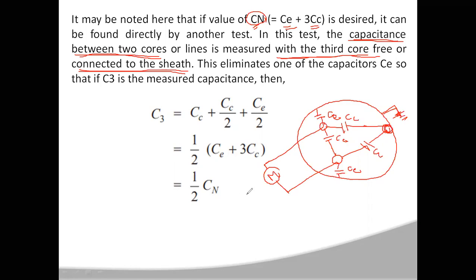Now after measuring the value, let us call that value C3. Then for this circuit you develop the equivalent value. Now here you are having two cores on reactor.